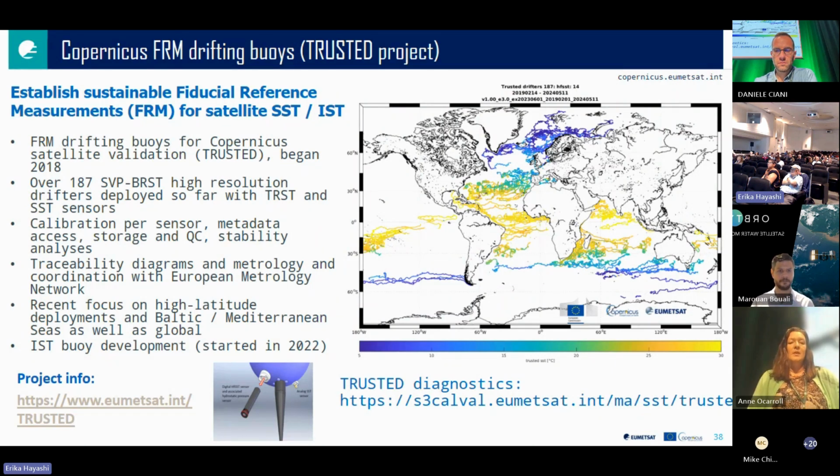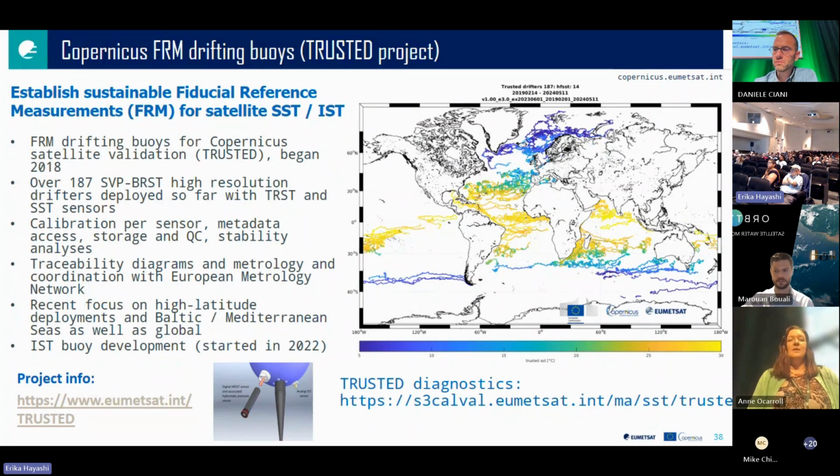But what's different about these buoys? They have a calibration per sensor, metadata access, storage and QC, and we do stability analyses. And if we can recover the buoys afterwards, then we try to do that as well for limited numbers.